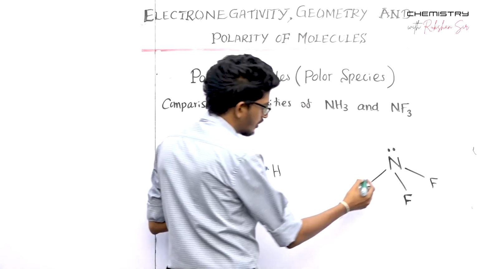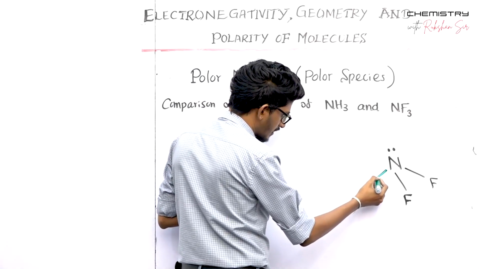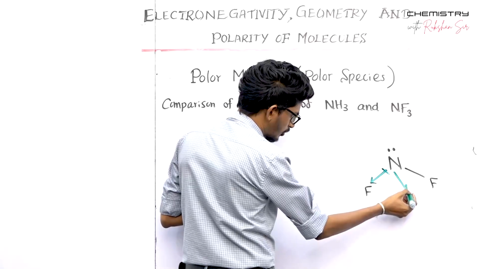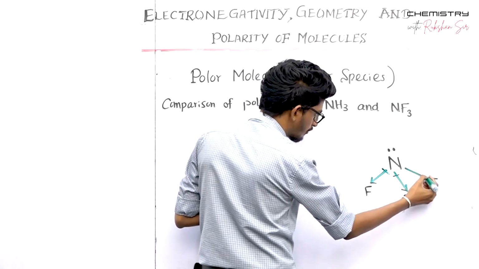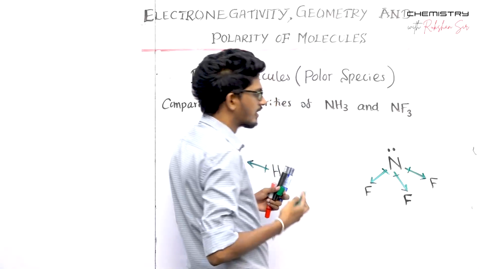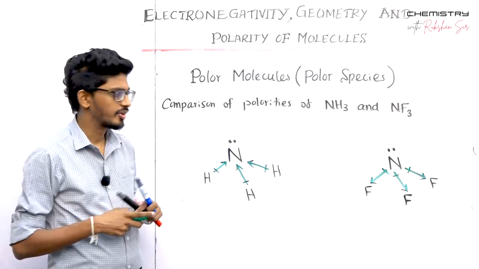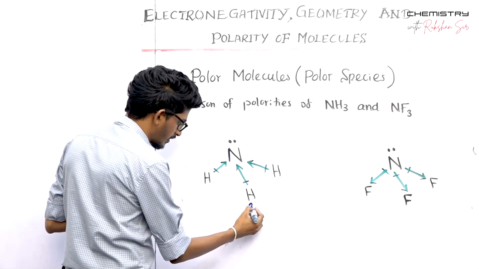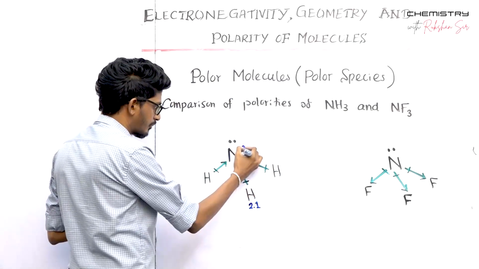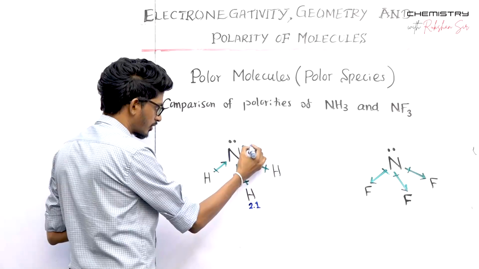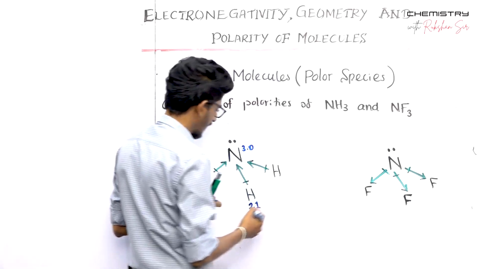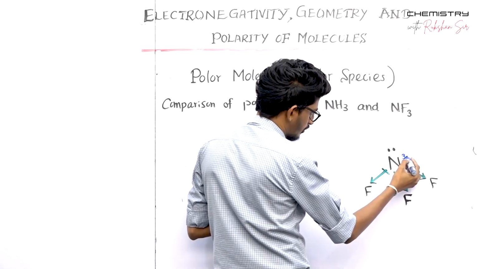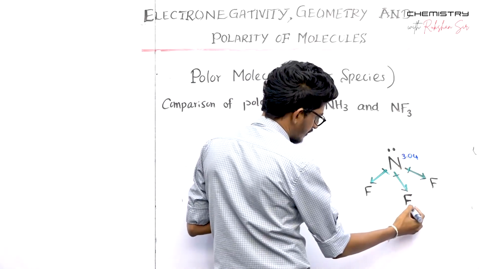In this case, you can mark the dipole moments like this: your positive pole towards the nitrogen and the negative pole towards the fluorine. Why is that? Fluorine is more electronegative than nitrogen. This is 2.1. No, this is 3.1. No, sorry, the actual number is 3.04. This guy is 3.04. This is 4.0.